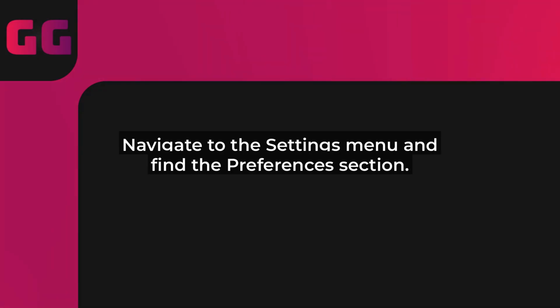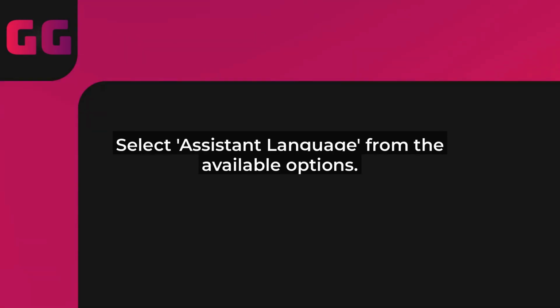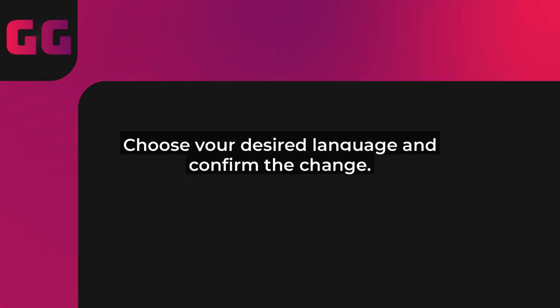Now, tap on Settings and navigate to the Preferences or Assistant Language section. This might vary slightly depending on your device, but in 2025, Google has made it even more user-friendly. You'll see a list of available languages, everything from English and Spanish to Mandarin and French. Select the language you want by tapping on it. Don't worry, you can always change it back later.